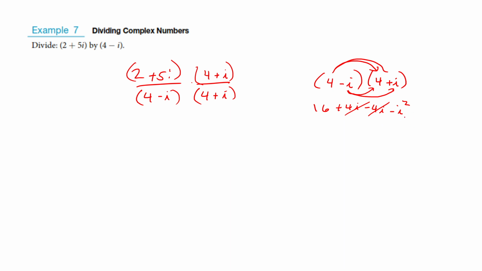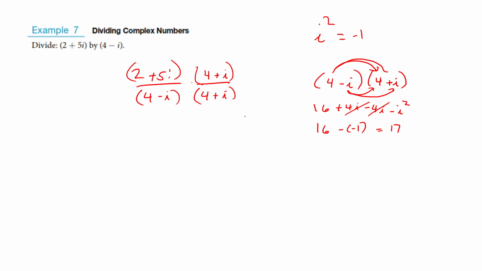And look here, you say, well, we've got i squared. Well, we know what i squared is. i squared is negative 1. So here's what I'm going to do. i squared is negative 1, so I have that negative negative, but this is going to turn into 17. So all of this turned into a real number.